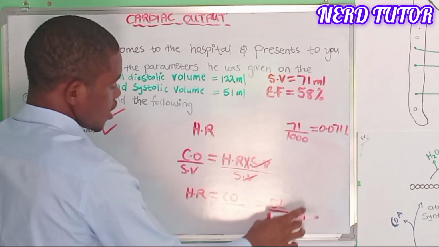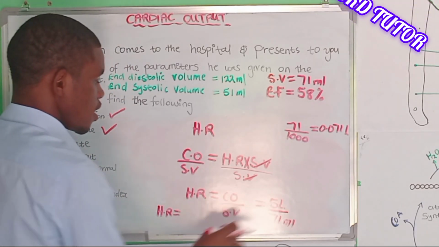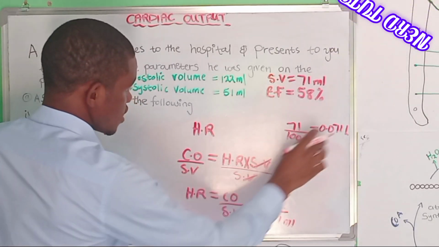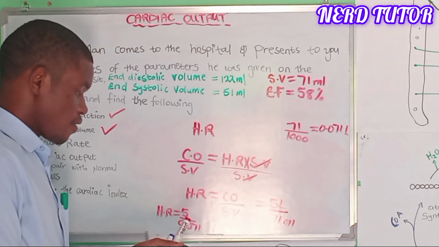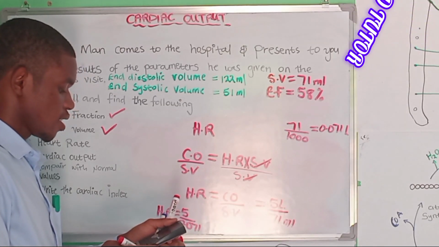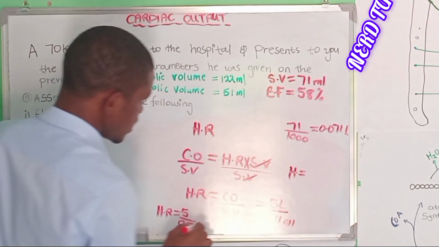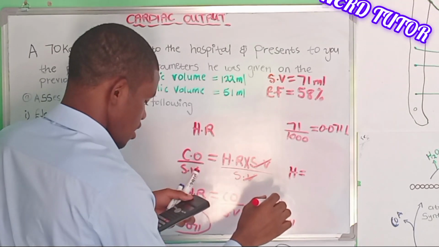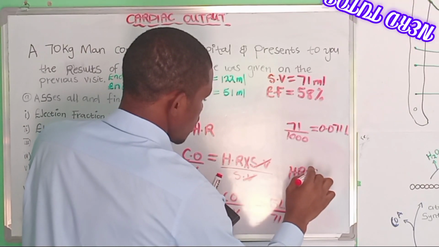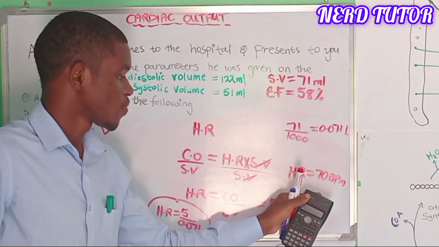So that now we solve. The heart rate will now be equal to 5 liters over 0.071, which is here in liters. So if we solve for this, what are we getting? 5 divided by 0.071, I'm getting 70. So the heart rate, if we divide these, the answer we are getting is 70.4222. Rounding it off, it will be equal to 70. So heart rate will be equal to 70 beats per minute. This is our heart rate, 70 beats per minute.